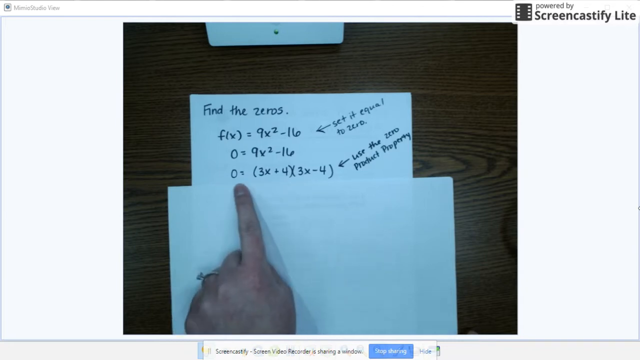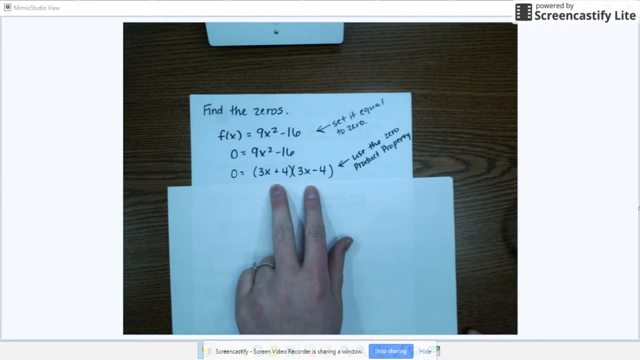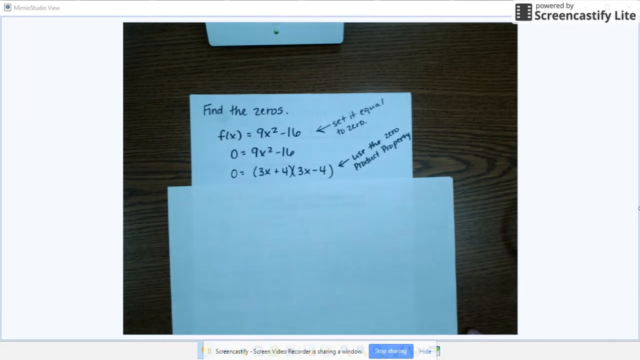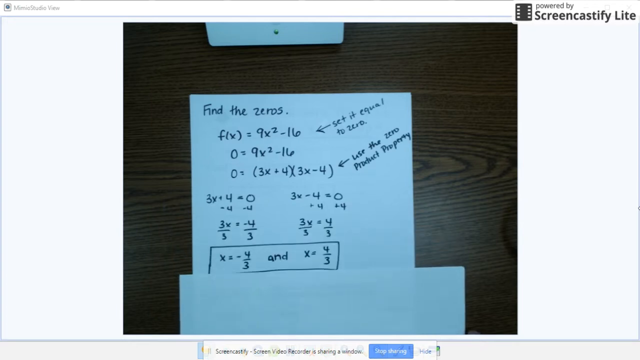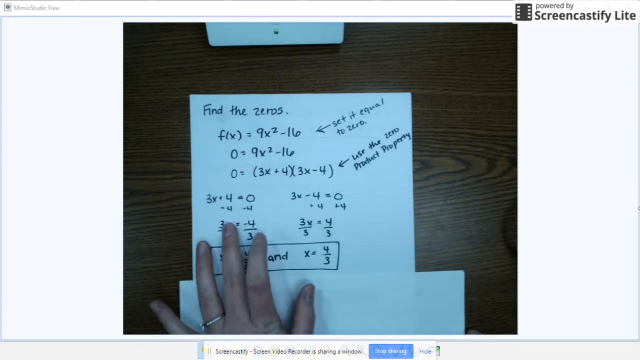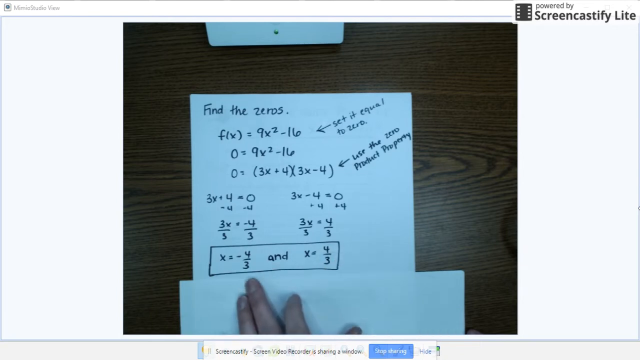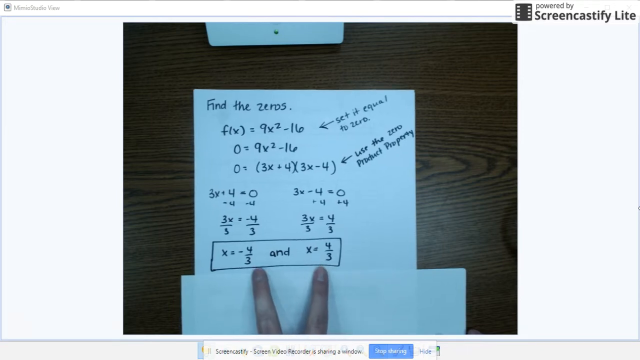This is where that product property rule comes into play. Either one of these pieces has to be 0, so we set each of them equal to 0 and solve for our x. So I did that here. If you subtract 4, divide by 3, you get negative 4/3. On the right side, if you add 4 and divide by 3, you get a positive 4/3. These are your two zeros for this function. In other words, graphically, this is where your graph would cross the x-axis.